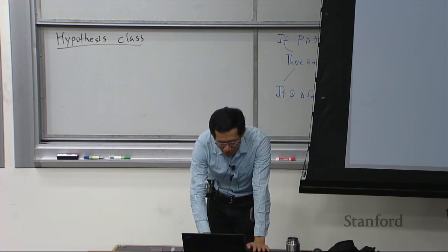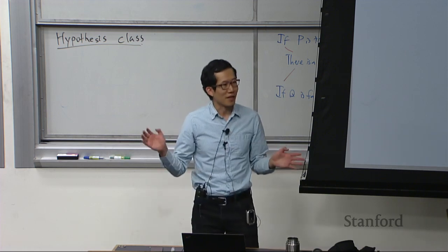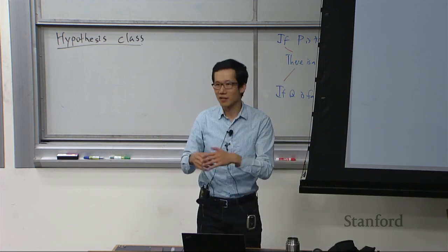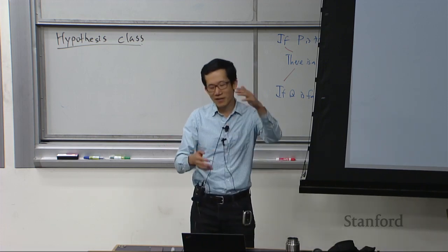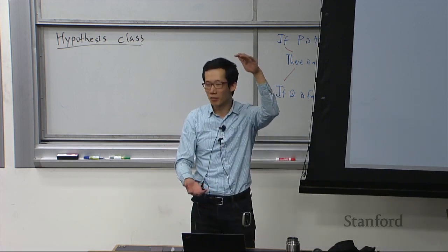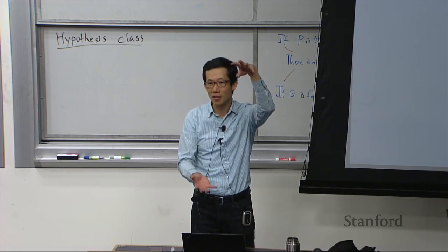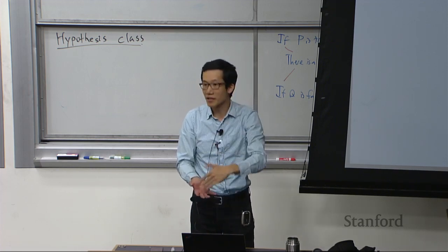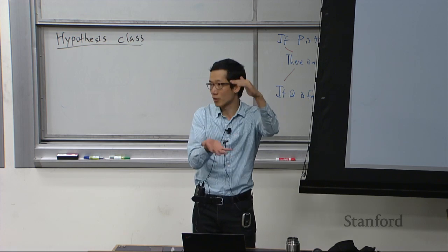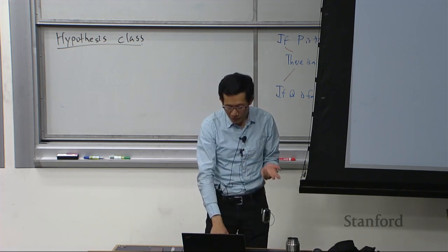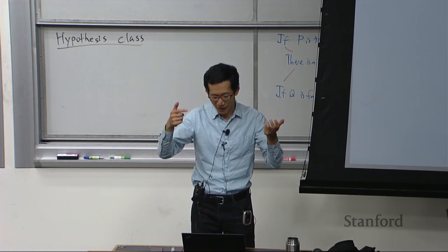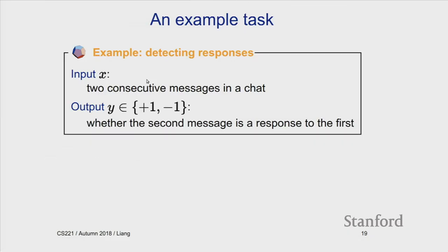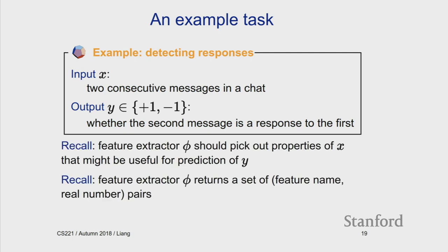So here's the prediction problem. The motivation is that you're chatting in Facebook Messenger or Slack or whatever, and you often see these long chains, and you'd really like to group the long sequence of messages into threads or conversations. The goal is, given 2 consecutive messages in a chat, to predict whether the second one is a response to the first or not. Okay? It might be an interesting project idea. I don't know.